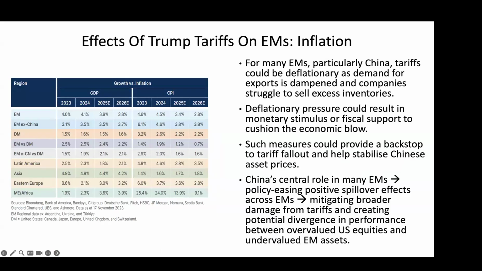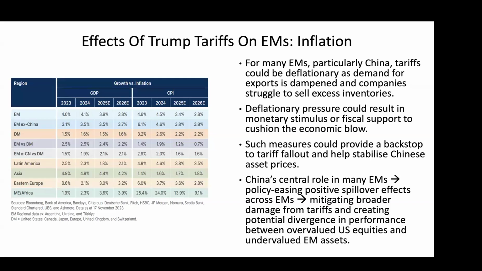So one of the things we want to think about with respect to tariffs in the EM world is the extent to which they may be having an impact on inflation in emerging markets, right? So we know the inflationary impact on the US because higher prices for consumers and the knock-on effect and so on. But in EMs, the interesting first order effect could be deflation, because what you first see is the demand for these exports is dampened. Companies then stockpile excess inventories.